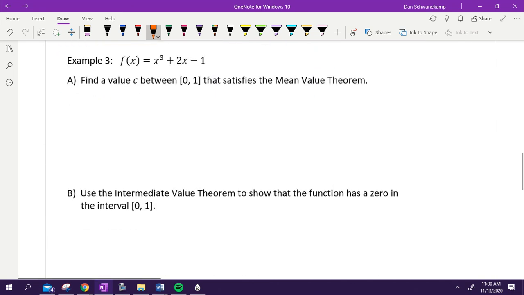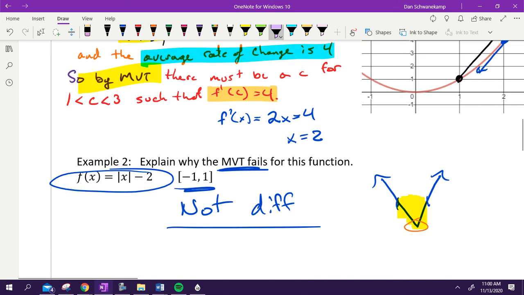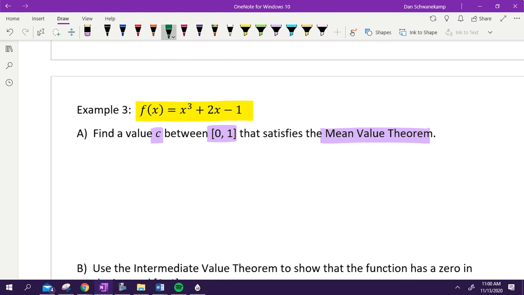Let's go to the backside. Example 3, they gave me an equation. My job is to find the C value on this interval that satisfies mean value theorem. So I'm trying to find the C value. That's exactly what we just did right there. Okay? And so what you're trying to do is figure out when is the derivative equal to the average rate of change. Do that with your neighbor. Go.